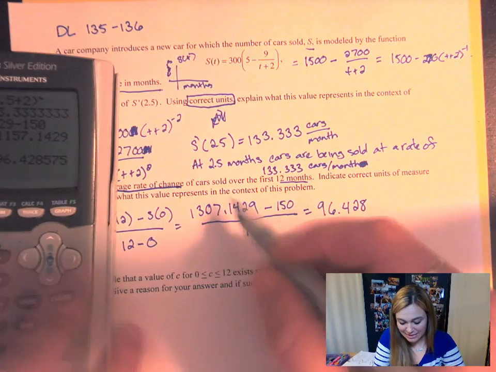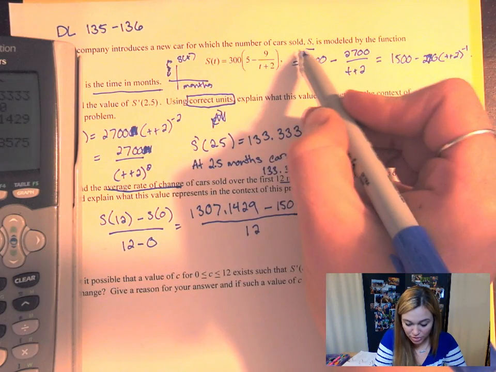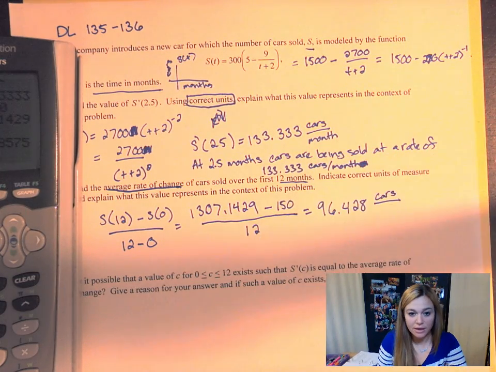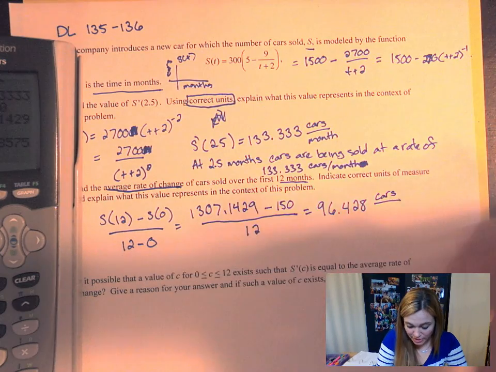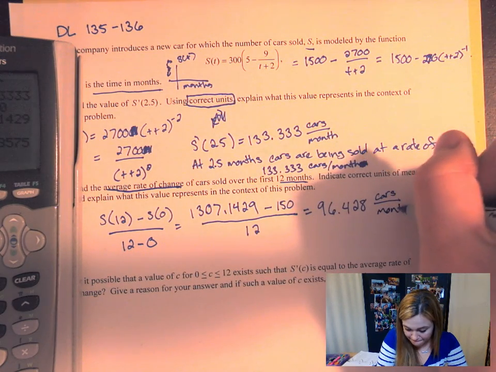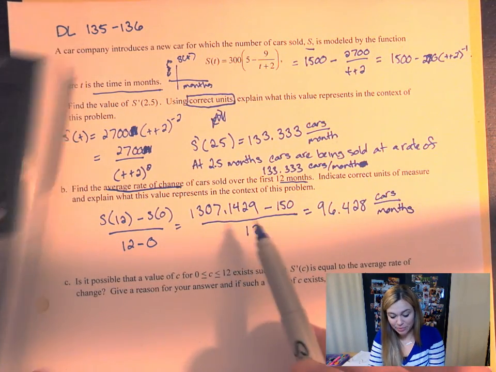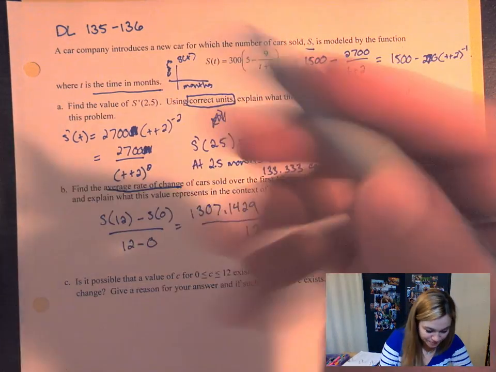So we found this by saying S of 12 minus S of 0. S was just the number of cars sold. So cars is the numerator. The unit for the denominator was the number of months. The 12 minus 0 is months. Indicate units of measure, we did that. Explain what this value represents. Remember, this was the average rate of change.